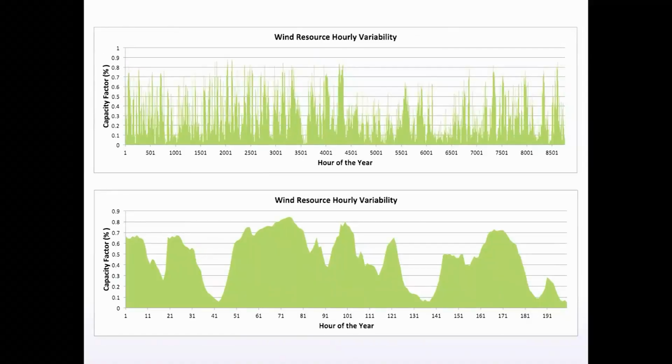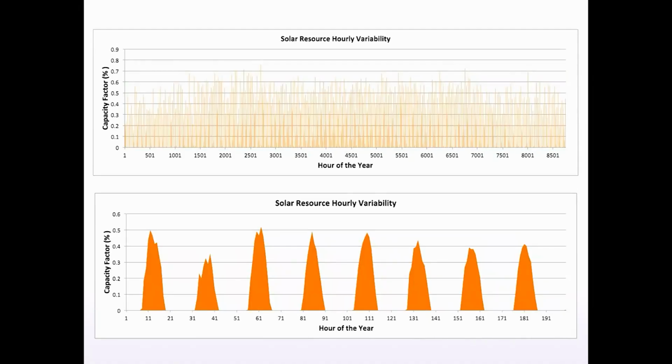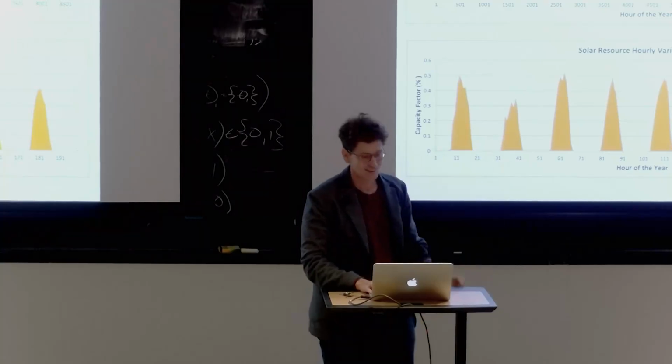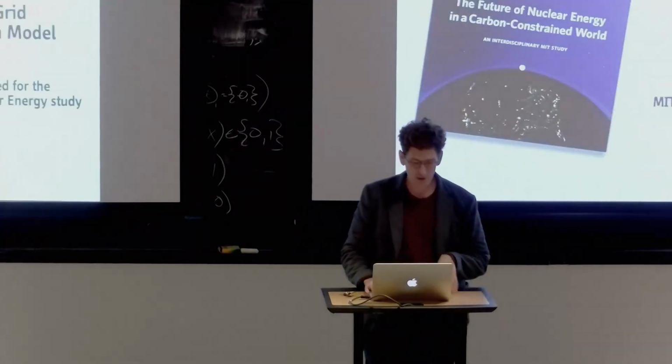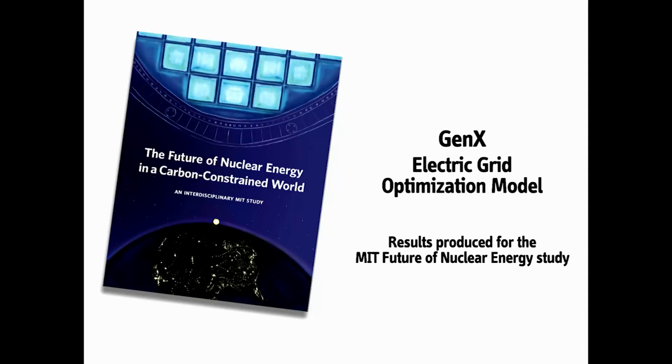We have wind data, real historical wind data for a given region. There's just a zoom up, just to give you an example of what it looks like. We have solar data. Give you an example of what it looks like. Solar is pretty predictable. Middle of the day, sun shines. So this is a model that was used by the Future of Nuclear Energy in a Carbon Constrained World report.